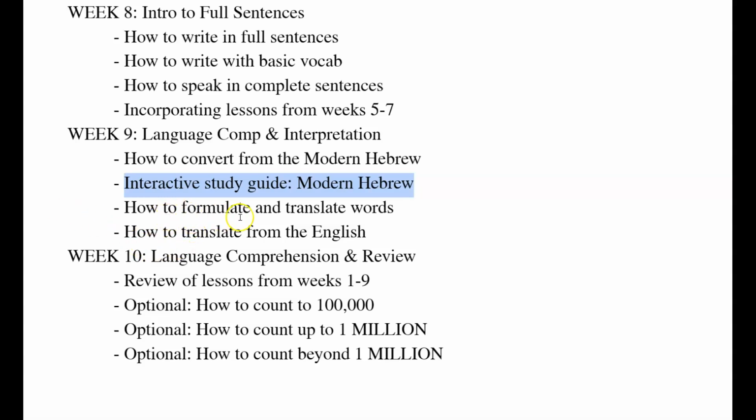You'll also learn how to formulate and translate words and how to translate from the English. So if you're looking to learn certain words in Yahudyth on your own, or if you're looking to translate English words into the Yahudyth, you'll know how to do that come this module, come week 9. And then come week 10 will be a review of everything you learned from weeks 1 through 9. You'll also even learn how to count up to 100,000, up to 1,000,000, and beyond 1,000,000.